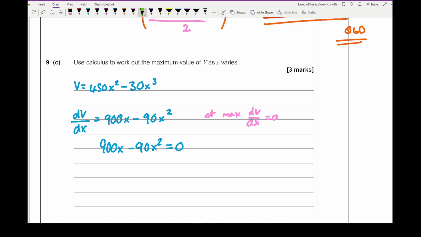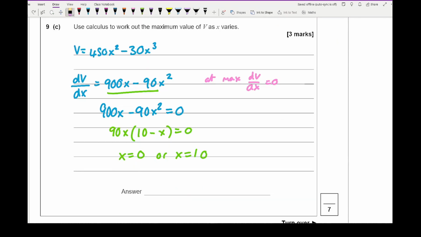So for this, what I then need to do is factorize. So I could take a 90x out, in which I'm going to end up with 10 minus x equals 0. So either x equals 0 or x equals 10. Now the last thing for me to do, now I know that they're stationary at these 2 points, is that the maximum is when the second derivative is less than 0.